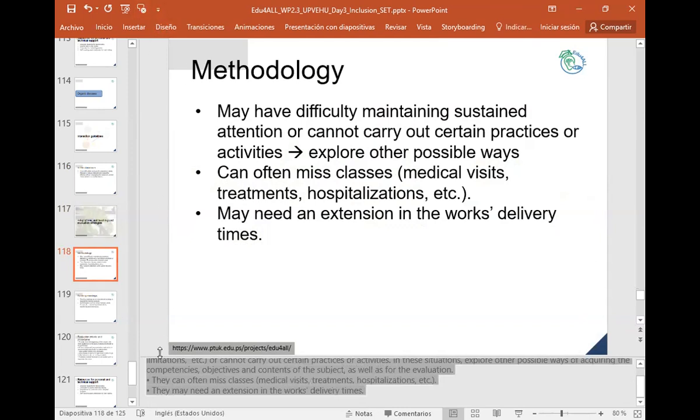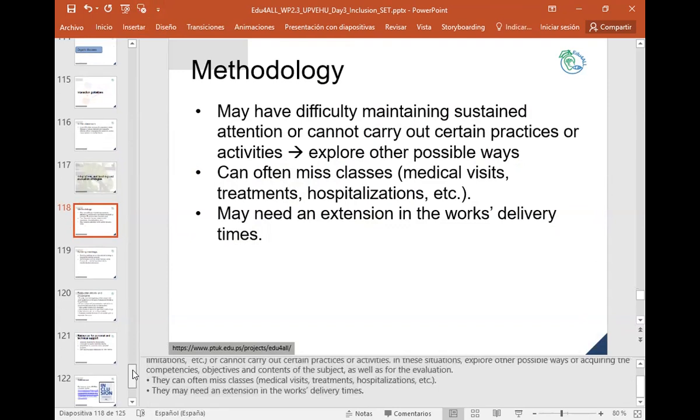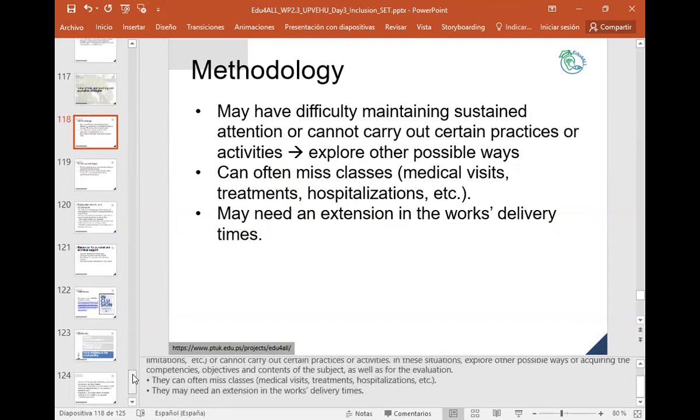Keep in mind that they may have difficulty maintaining sustained attention because of pain, discomfort, incontinence, physical limitations, etc., or cannot carry out certain practices or activities. In these situations, explore other possible ways of acquiring the competencies, objectives, and contents of the subject, as well as for the evaluation. They can often miss classes, medical visits, treatments, hospitalizations, etc. They may need an extension in the work's delivery times.